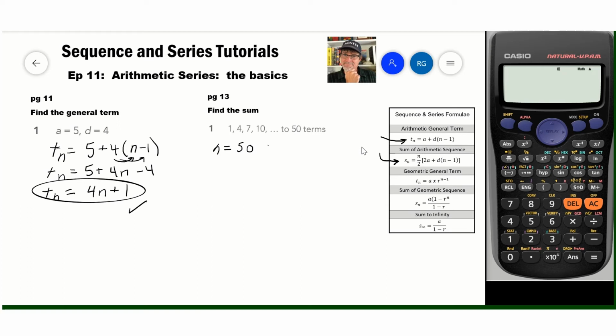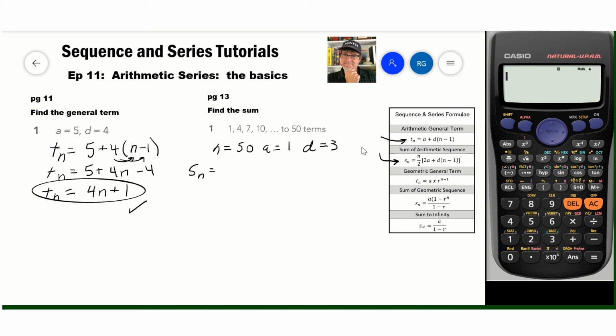And a is the first term. In this case, it's 1. And d, the common difference. Well, that's why they gave you enough of these terms in the sequence so you could calculate the common difference, right? The difference between 1 and 4 is 3, 4 and 7, 3, 7 and 10 is 3. Common difference is 3. Now I can plug these 3 numbers in to this formula, S of n.